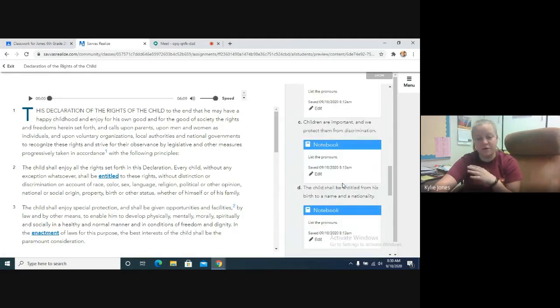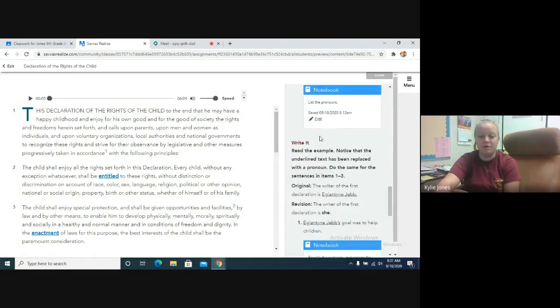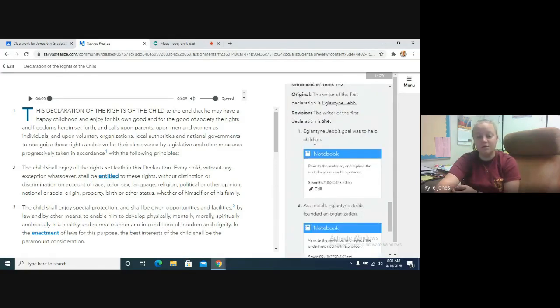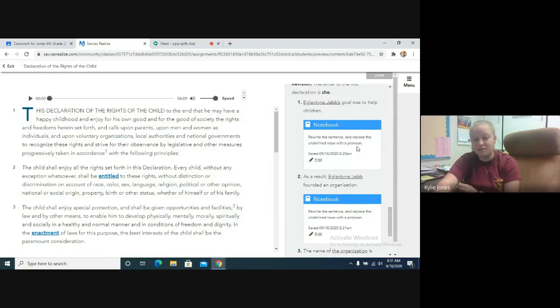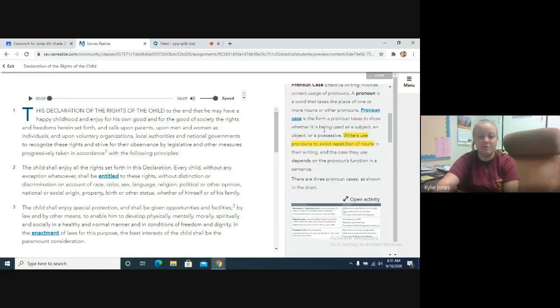Those are your first 4 you need to do, where all you're doing is listing the pronouns that you see in the sentence. So list, you don't even have to write a complete sentence, just list the pronouns you see. Then for the second part, write it. Number 1, 2, and 3, you're going to rewrite the sentence and replace the underlined word with a pronoun. So those are the 3 sections that I need you guys to make sure that you finish up.